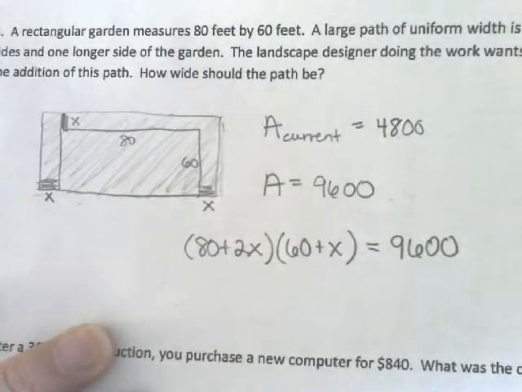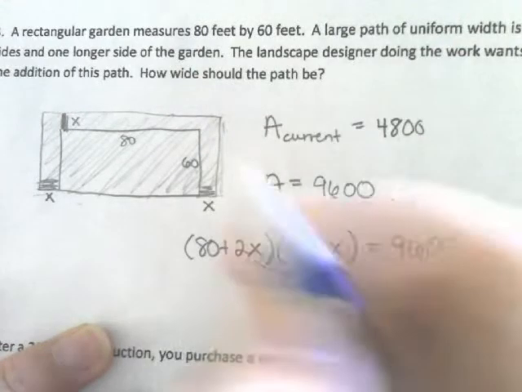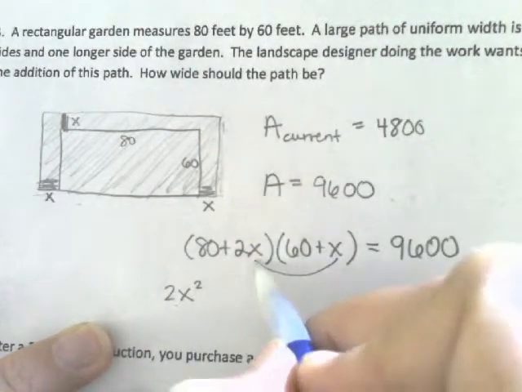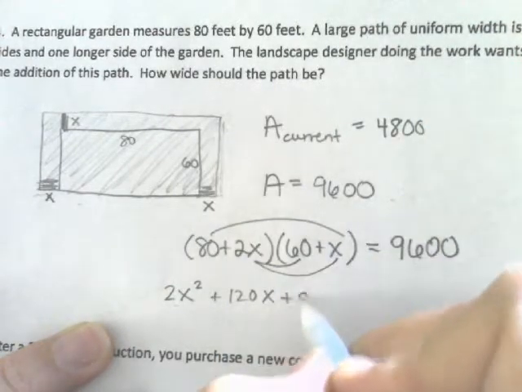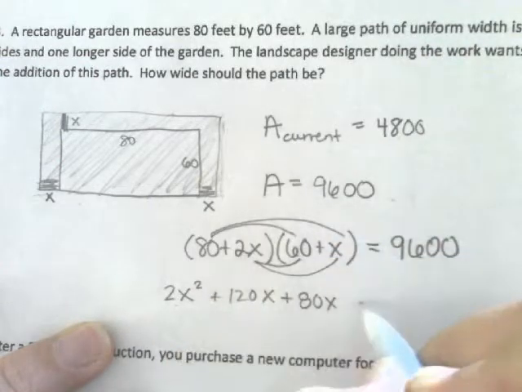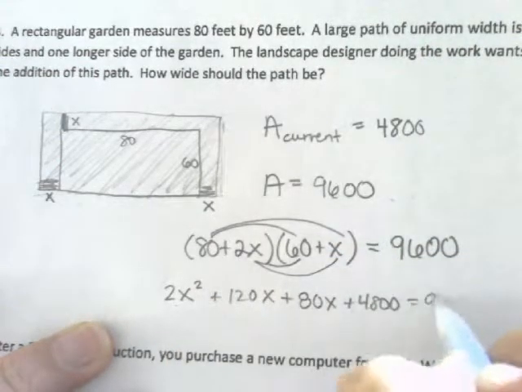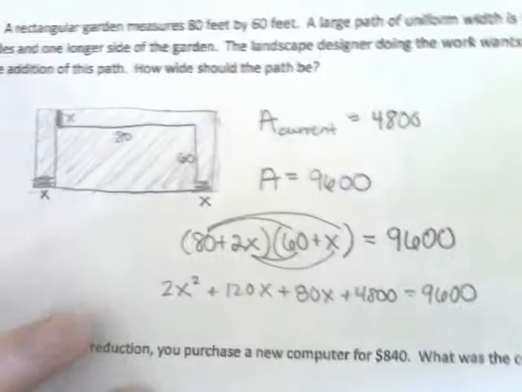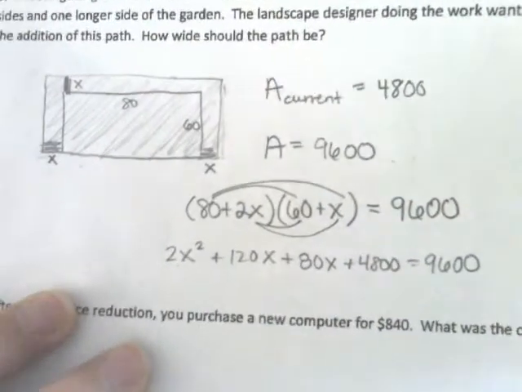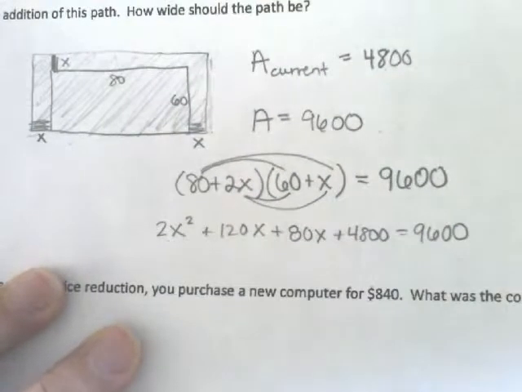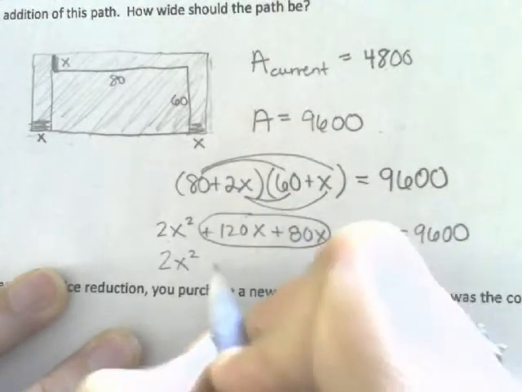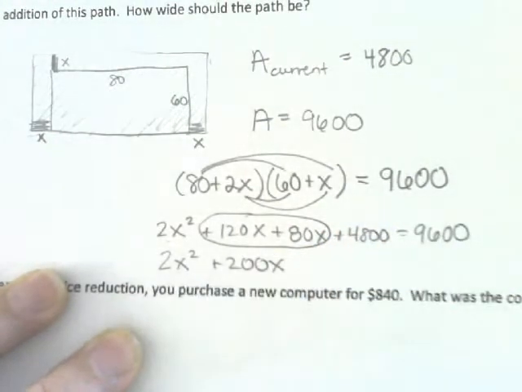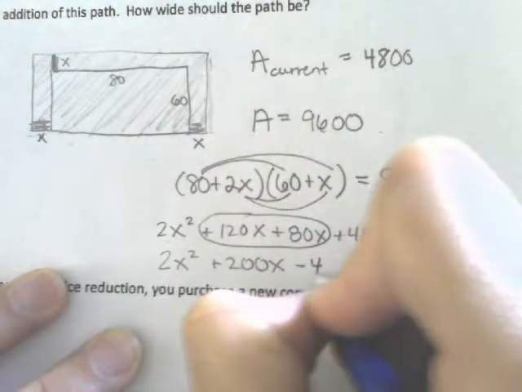So when I distribute through, I'm going to start with my 2x squared plus 120x plus 80x plus 4,800. We have a quadratic. We're going to get it equal to 0 and combine like terms. So we have 2x squared plus 200x. And then when we subtract 9,600 over, we get minus 4,800.